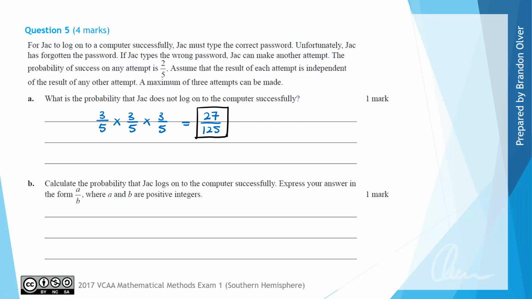For part B, we're asked to calculate the probability that Jack logs onto the computer successfully. We're asked to express our answer in the form A divided by B, where A and B are positive integers. So the answer to part B is the complement of part A. That is, if he does log onto the computer successfully, that's the same as 1 minus him not logging onto the computer successfully in the 3 attempts. So we're going to have 1 subtract 27 on 125, which is going to equal 98 on 125. So that is the answer to part B of this question.